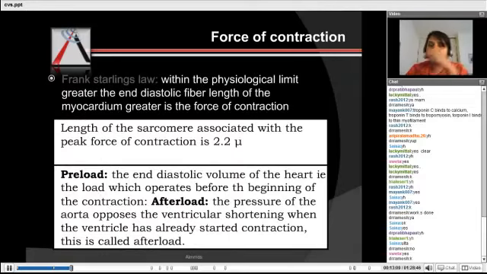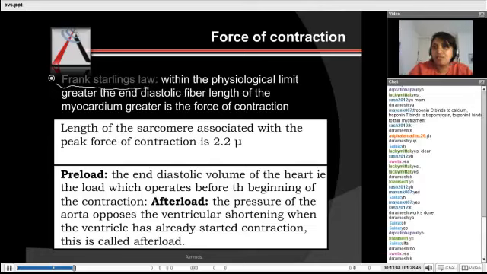Right? Now, there is a phenomenon called Frank-Starling's law that tells that if the end diastolic fiber length is more, the force of contraction is more. What does that mean? We all very well know when the heart contracts. Before the heart contracts, the heart receives the blood and it dilates. Once it receives the blood, at the end of the diastole, it contracts. Now if it receives a lot of blood, it is nicely stretched. Now when it contracts, the force of contraction is more.